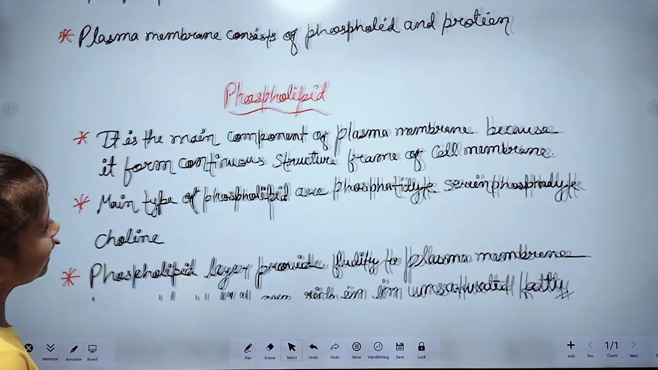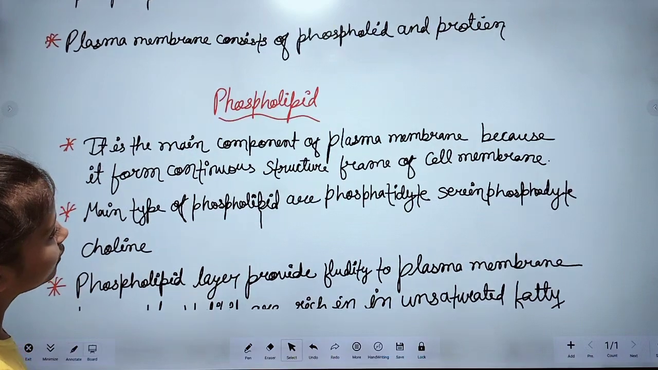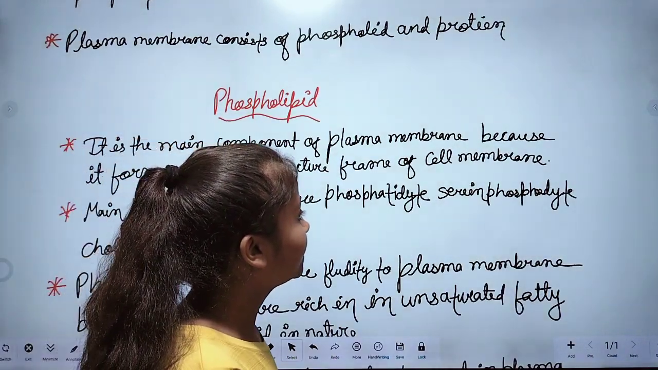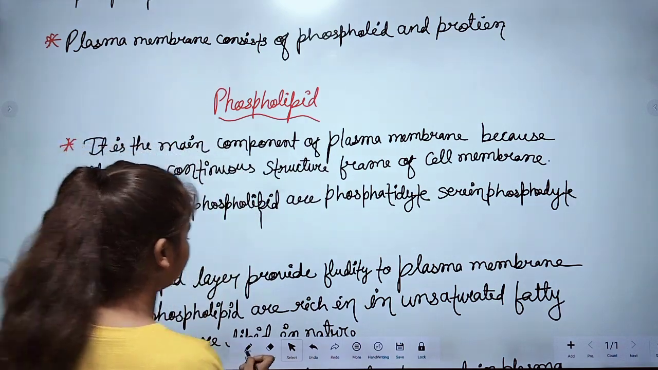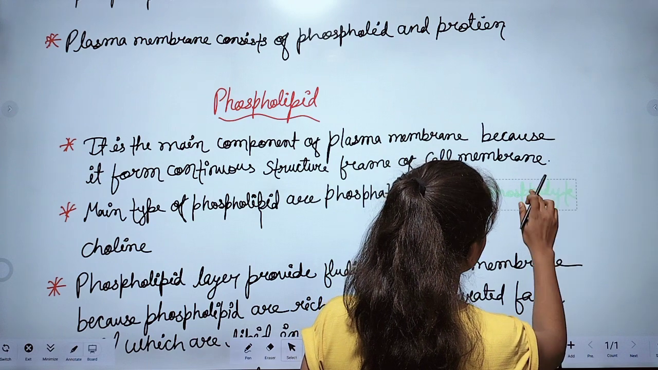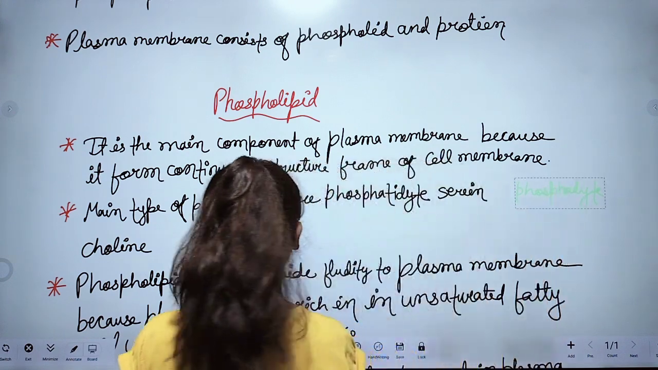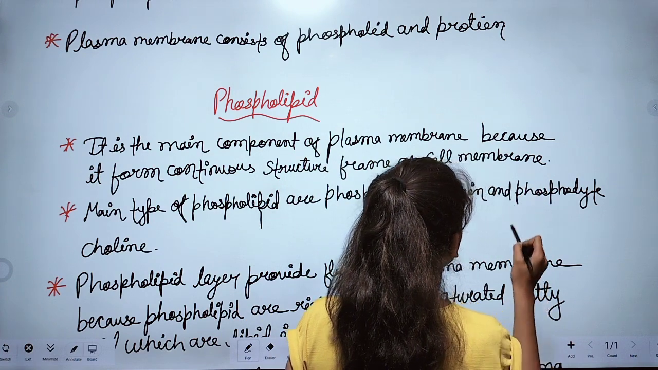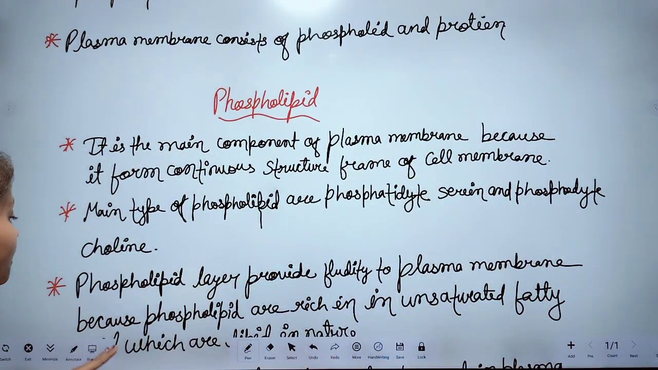Next, the main types of phospholipid are phosphatidylserine and phosphatidylcholine. These are the main types of phospholipid which are present in the membrane.